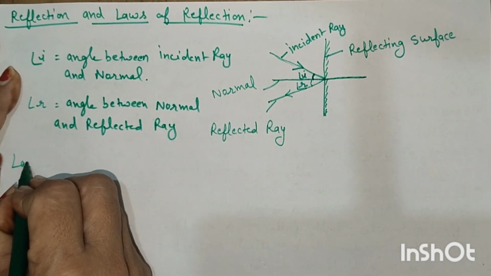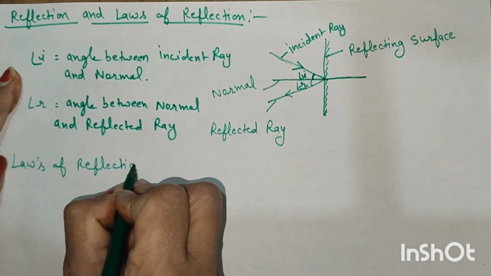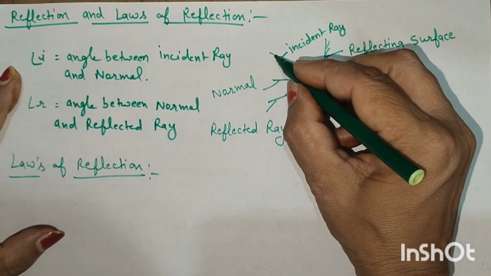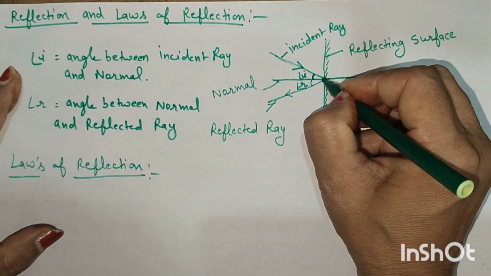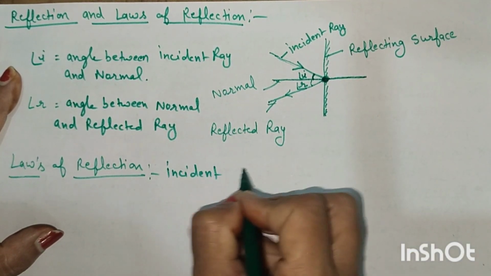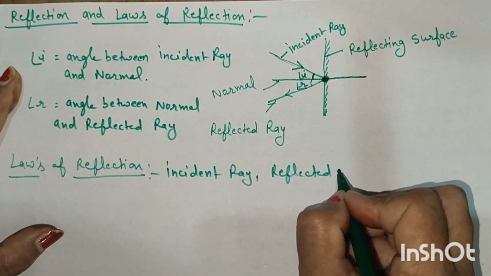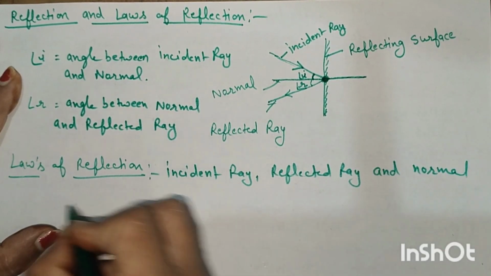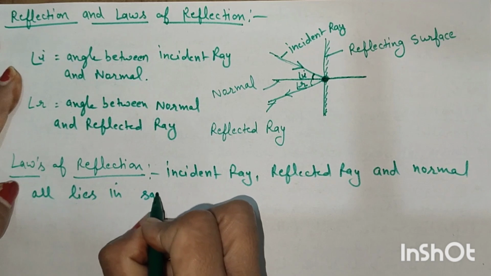Now the laws of reflection. First law: the incident ray, the reflected ray and the normal all lie in the same plane.